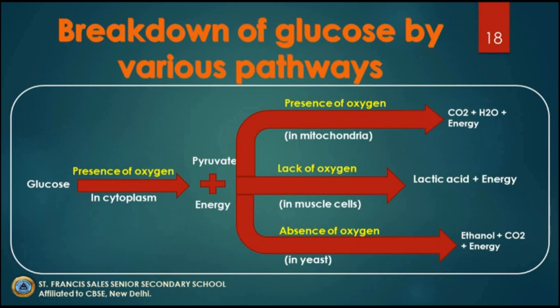First, aerobically respiring organism, that is in the presence of oxygen, in mitochondria. Products are carbon dioxide plus water plus energy. Second, lack of oxygen, that takes place in muscle cells. Products are lactic acid plus energy. In yeast, that is the fermentation, absence of oxygen, products are ethanol, carbon dioxide and energy.